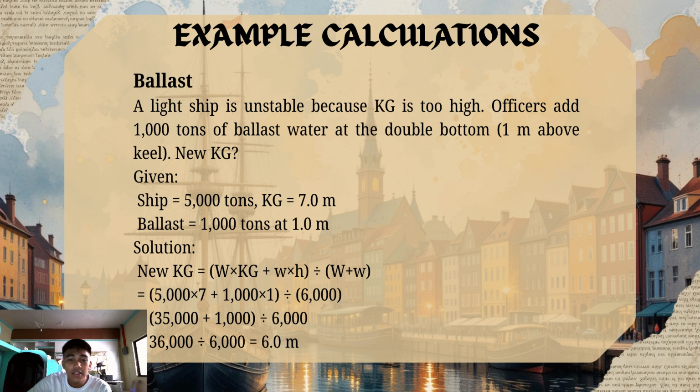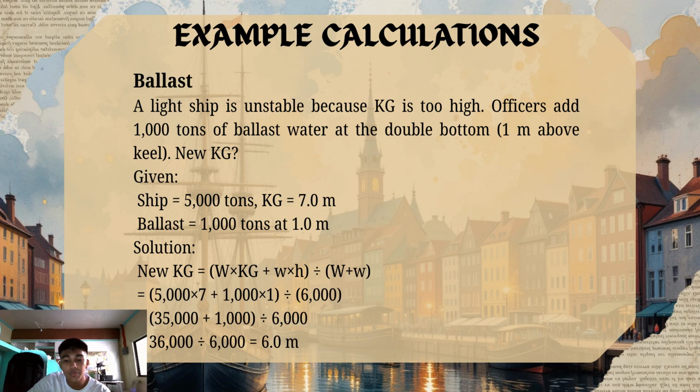So 5,000 times 7 is equal to 35,000. Then 1,000 times 1 is 1,000. Then we divide by 6,000. So 35,000 plus 1,000 is equal to 36,000, divided by 6,000 is equal to 6.0 meters.